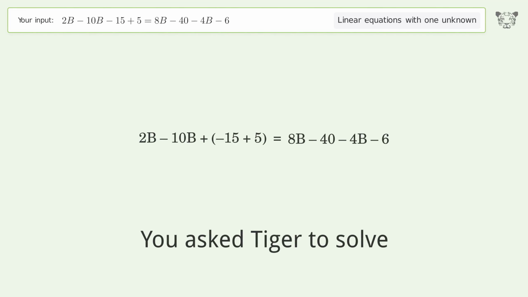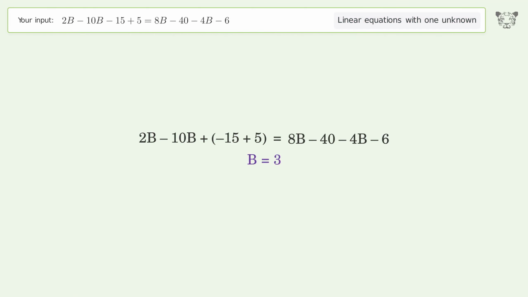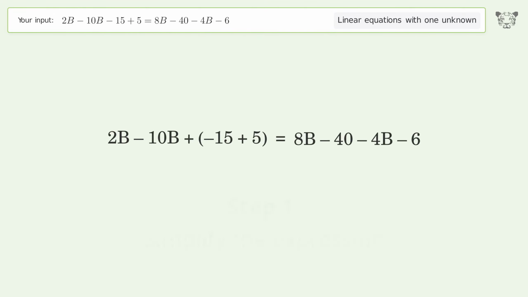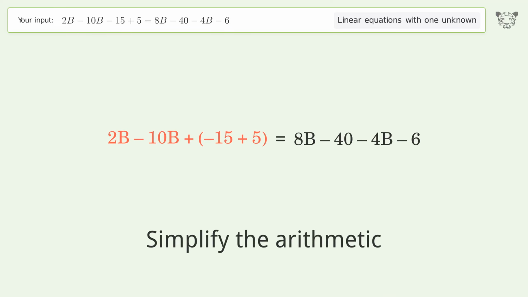You ask Tiger to solve. This deals with linear equations with one unknown. The final result is b equals 3. Let's solve it step by step. Simplify the expression. Simplify the arithmetic.